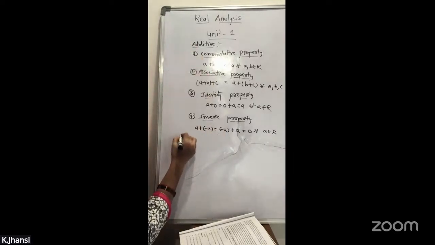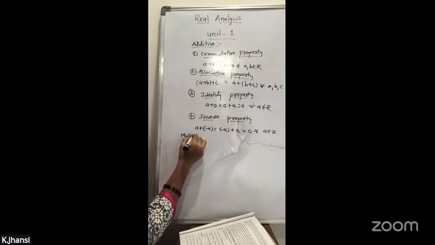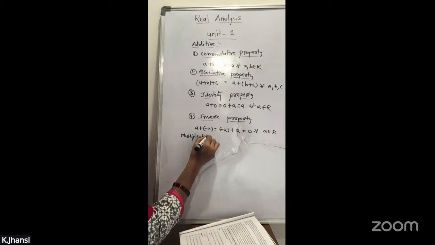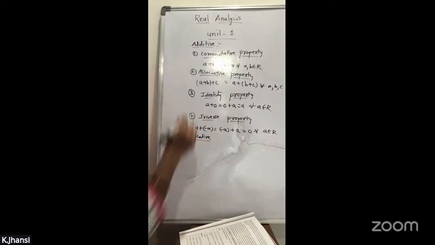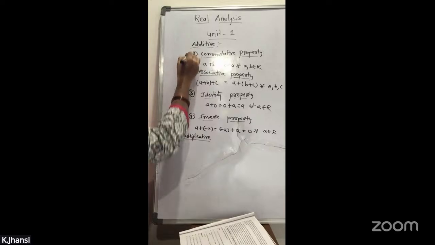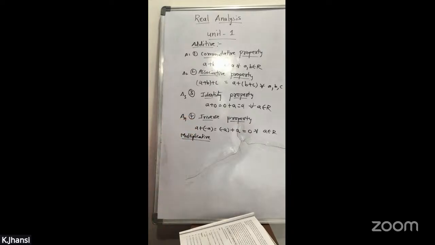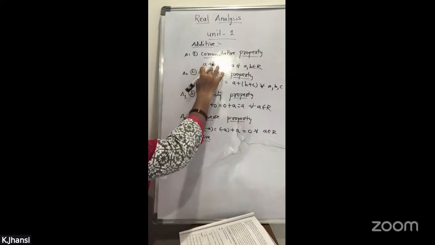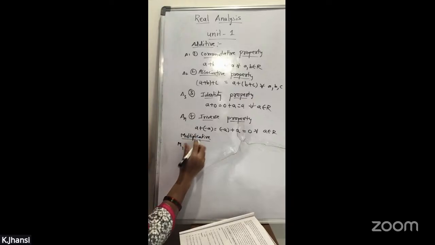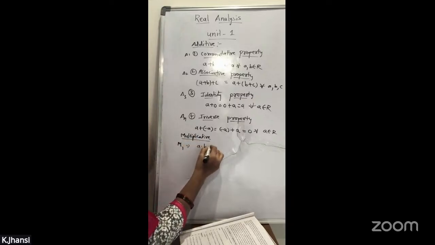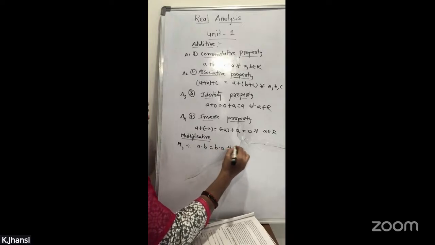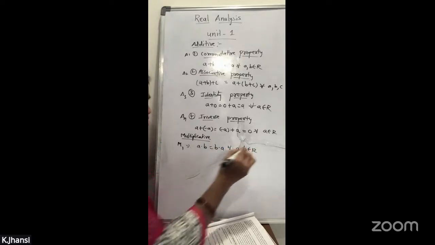Similarly, for multiplication also, you will have multiplicative properties. All these addition properties are represented as A1, A2, A3, and A4. Next, the multiplicative properties we will represent as M1. M1 is the commutative property. In addition we had a plus b; here we will have multiplication, that is a dot b is equal to b dot a for all a, b belongs to R.